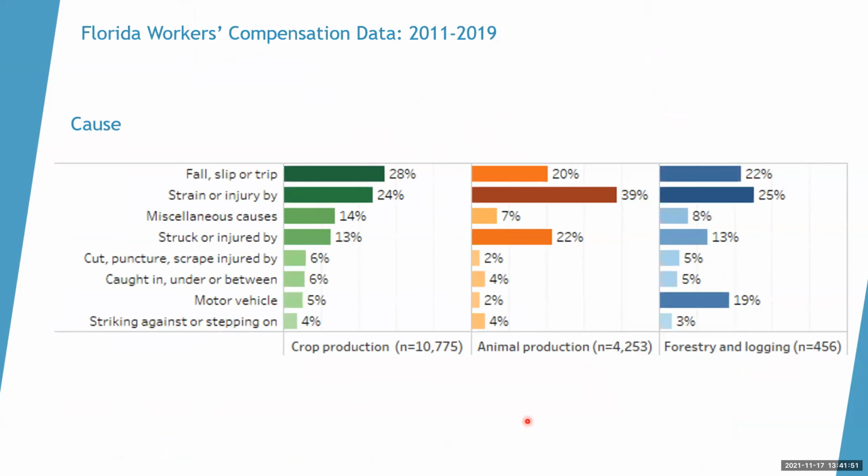For crop production workers, falls and strains were the two main common causes of injuries. For animal production, we see that the strain or injured-by category has the highest percentage. There is also another category, the orange one, 22% in animal production. Those were animal-related cases. And in forestry and logging, again, the first two major causes of injuries were fall and strain-related cases. Additionally, motor vehicle-related incidents happened in the forestry and logging industry at 19%.